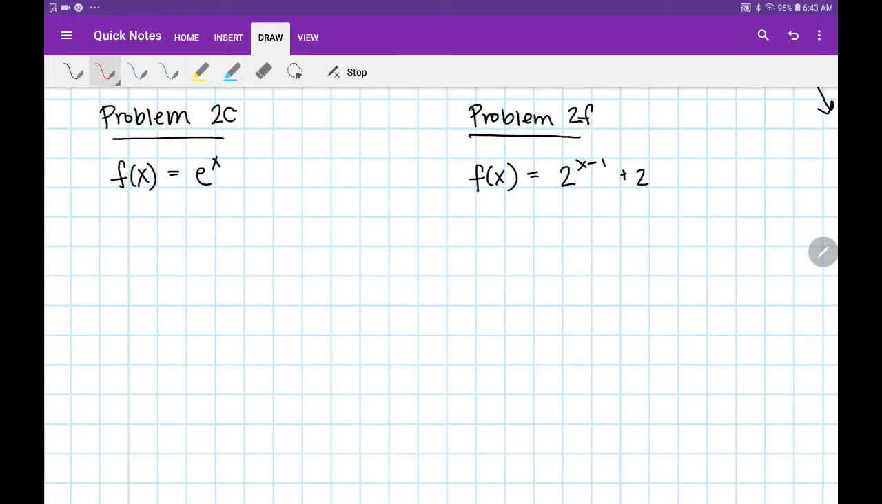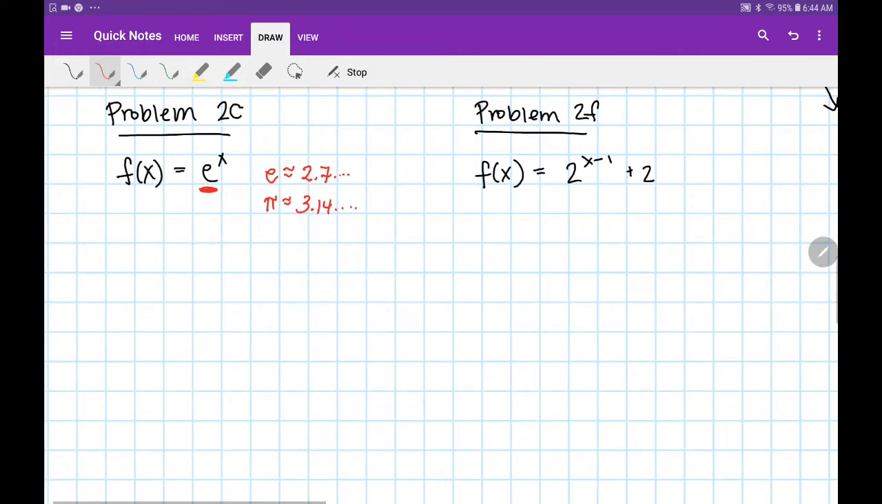So problem 2C. We need to identify regular or flipped, growth or decay, and then our horizontal asymptote. Let's do it. So our base here is E. If you didn't know, E is just a number representing 2.7 something, something, something. Just like how pi represents a number of 3.14 something, something, something. So if E is a number that represents 2.7, then is this graph growth or decay? It's going to be growth since 2.7 is greater than 1.